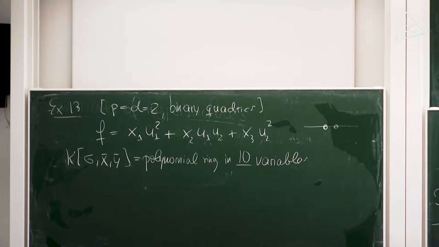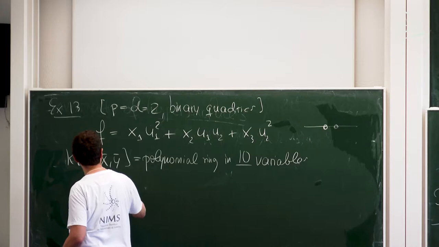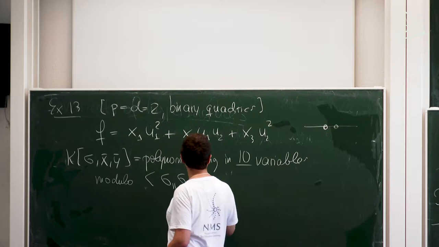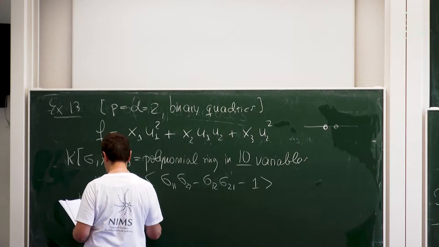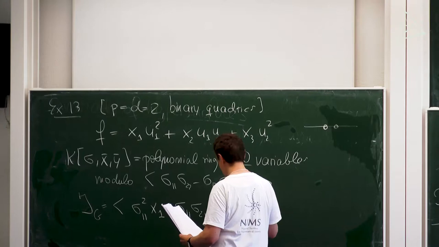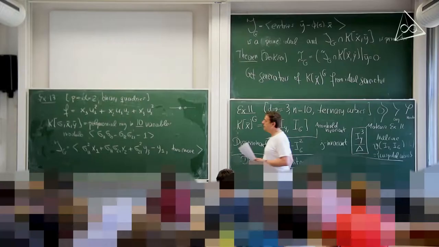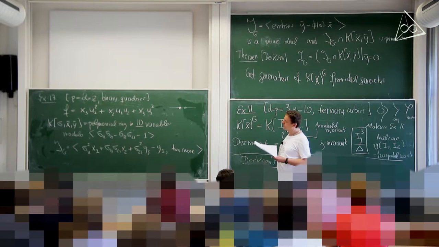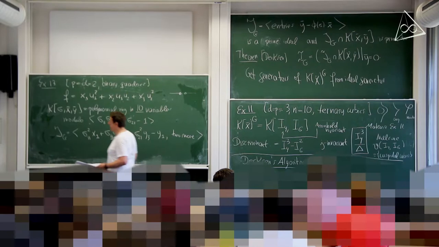Okay, so that's the coordinate ring. And then modulo the group, right? In the computation, we need to throw in this one: sigma 1,1 sigma 2,2 minus sigma 1,2 sigma 2,1 minus 1. Then we form the ideal J_G, which has three generators. So sigma 1,1 squared x1 plus sigma 1,1 sigma 2,1 x2 plus sigma 2,1 squared x3, minus y1, and then two more. Okay, so now I have these four. Together with the defining relation of the group, I have an ideal generated by four polynomials in these 10 unknowns. Now I eliminate the sigmas.